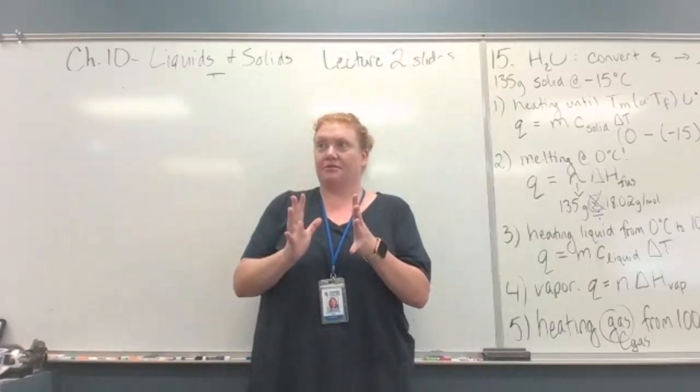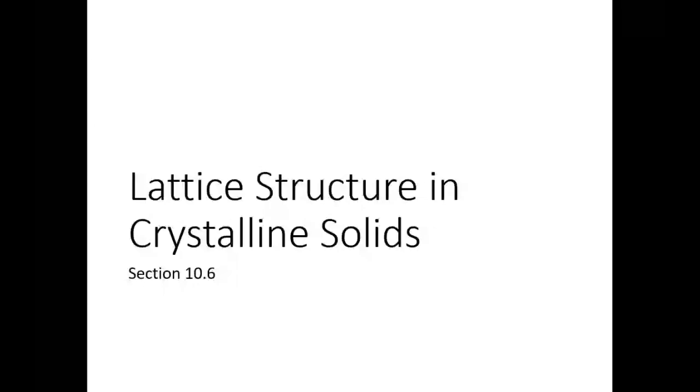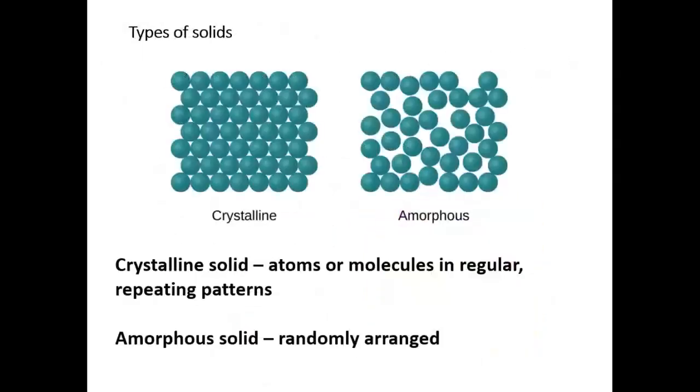Crystalline solids mean that the atoms or molecules are arranged in repeating definite orders. Amorphous means they're random. Many solids prefer to be crystalline. They prefer to be ordered when they come together.